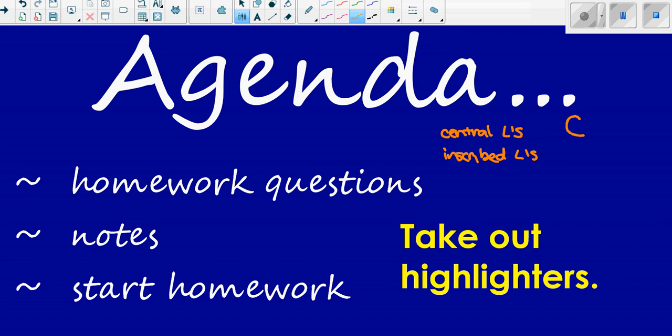Remember, a central angle is when you come from the center and have an angle that goes like this. An inscribed angle is when it has a vertex on the circle. If this angle is 20 degrees, then the central angle is 20 degrees. If this arc is 20 degrees, then the inscribed angle would be 10 degrees.